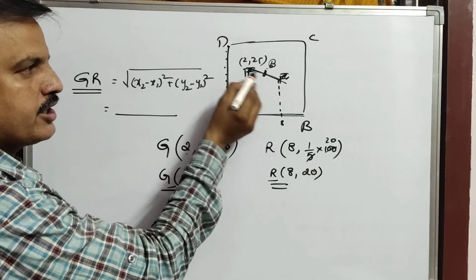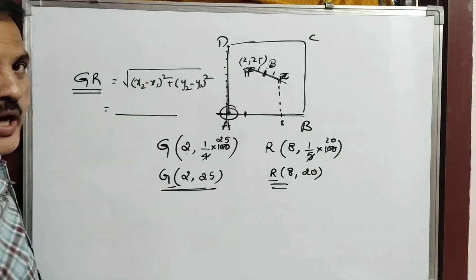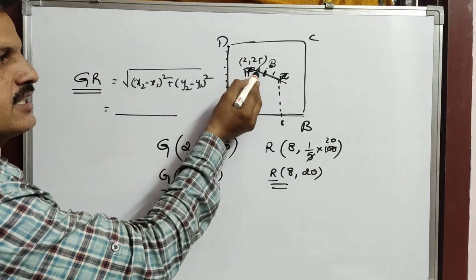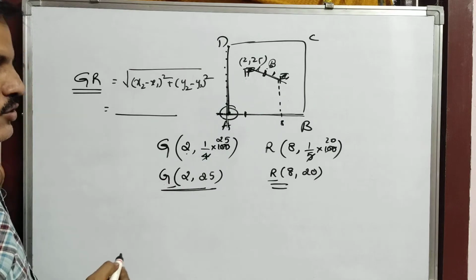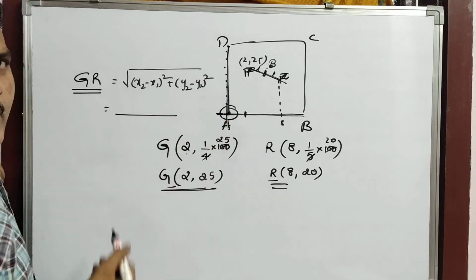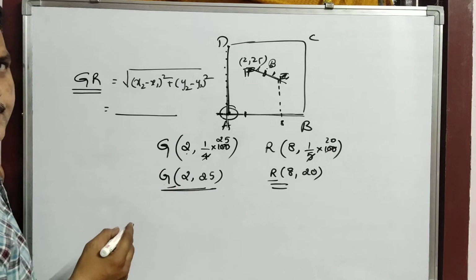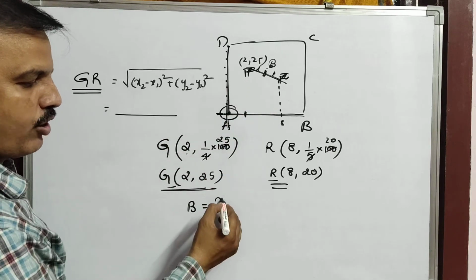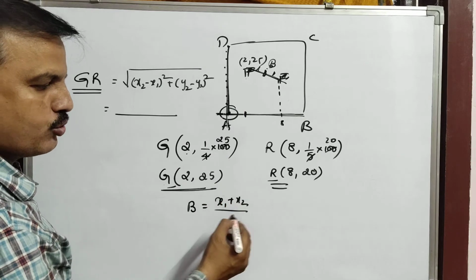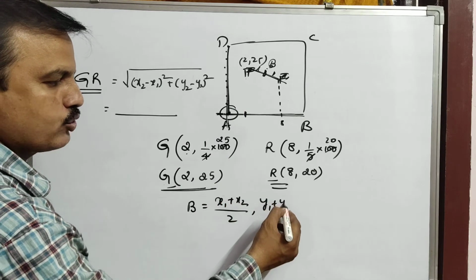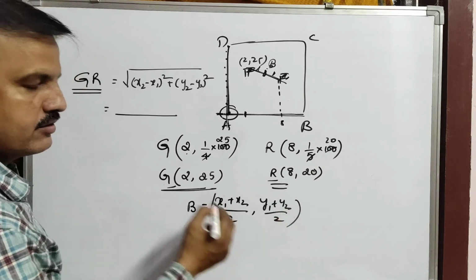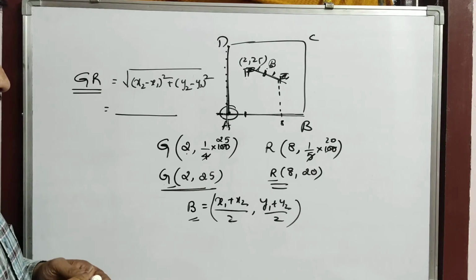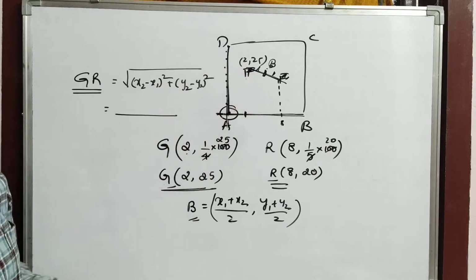That means the ratio here is 1:1. Why? The midpoint means exactly the 1:1 ratio. So instead of using the section formula, you can directly write the blue flag equals the midpoint formula, (x1 plus x2) by 2, (y1 plus y2) by 2. Directly you can write it, so exactly where the blue flag is, you will get.